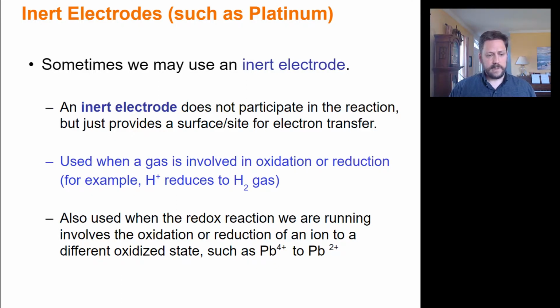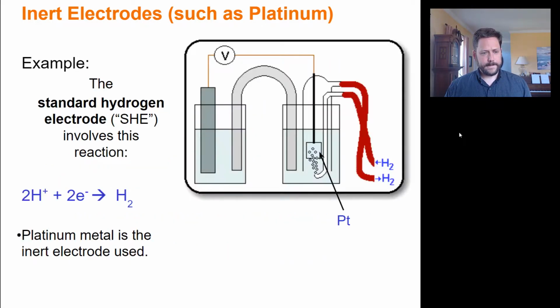For instance, hydrogen ions will reduce to hydrogen gas, and that's a really common type of reduction reaction in a cell. It's also used when the redox reaction might just be changing the oxidation number from one positive number to another one, like lead being reduced from 4+ to 2+. That may be a reaction in which an inert electrode such as platinum is used.